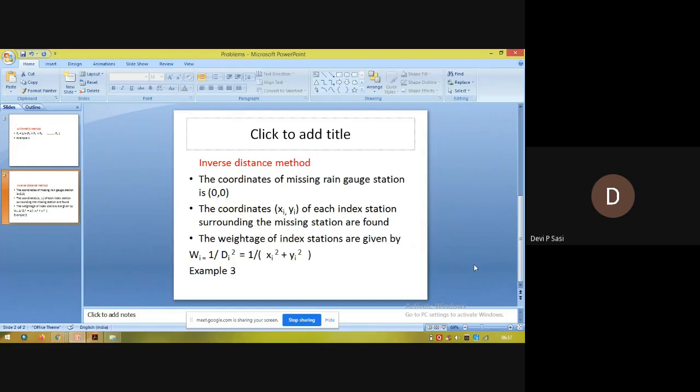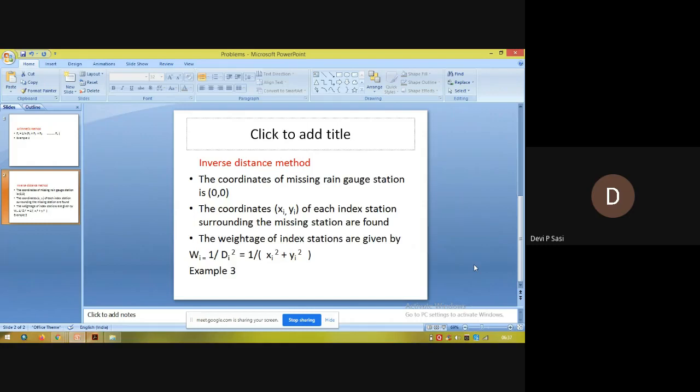First step, the coordinates of the missing station are assumed as 0, 0. Second, the coordinates of the index stations are found out. Third step, the weightage is found out using an equation. Weightage is equal to 1 by xi square plus yi square.